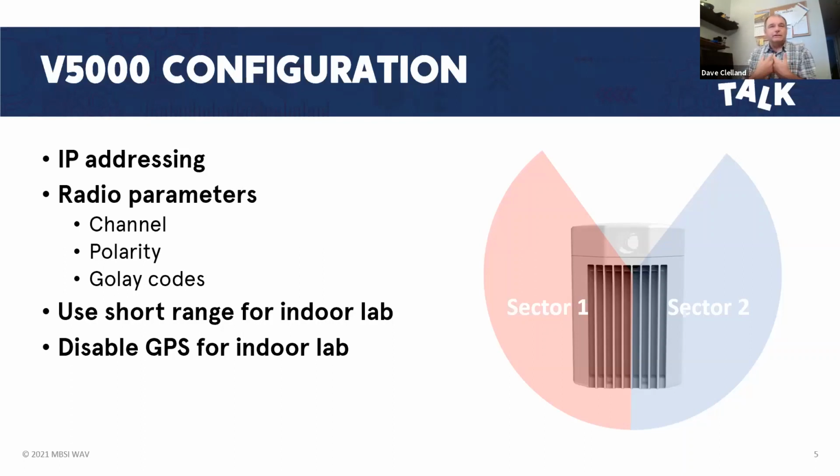So I've got a short range mode for lab use here. What it does is it disables the beamforming. So when I'm at less than 25 meters, I don't need the beamforming, so I turn it off. I don't want to waste any of the over-the-air protocol with the beamforming on. And I might need to disable the GPS. In my case, I'm lucky, I have a window right by the V5000 and I can get GPS signal. If I were in a place where I did not have a window to receive the GPS signal, then I would disable the GPS.